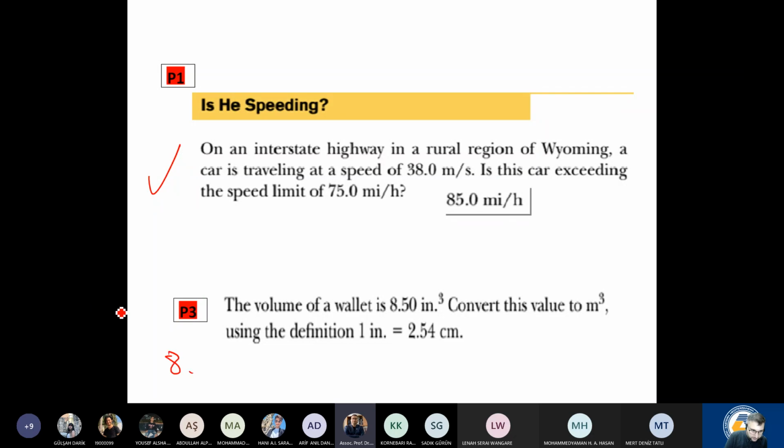How can you do it? Yes, 8.50 inch cube times... you want to cancel inch, so we are going to write it down: 2.54 centimeter. This is cube, so as your friend said, you can open a parenthesis and take the cube. So what happens? Inch cube are cancelled with each other.